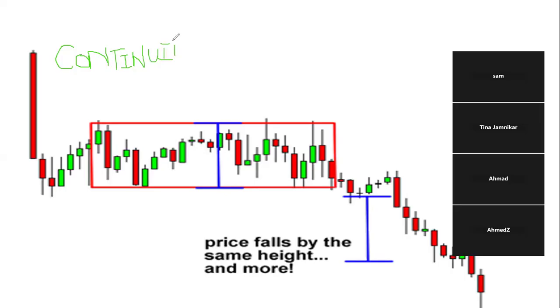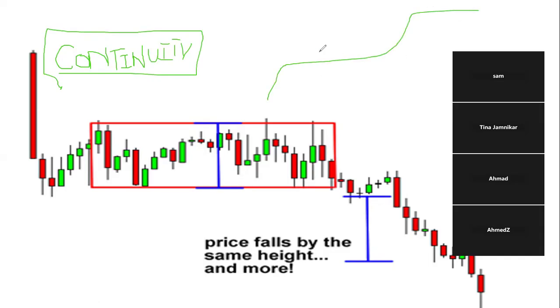Continuity patterns are the patterns which tell us that the ongoing trend, whether a bullish or a bearish trend, is going to continue. So if that pattern forms during a bearish trend, we will know that the bearish trend is going to continue. If that pattern forms during a bullish trend, we know that this trend is going to continue.